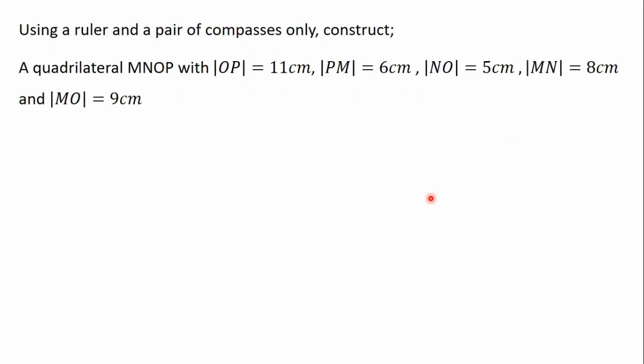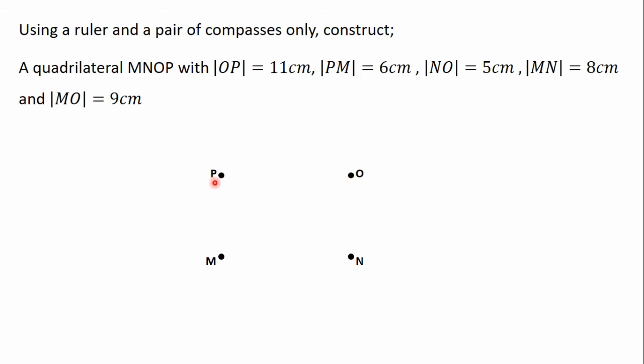Using a ruler and a pair of compasses only, construct a quadrilateral MNOP with the side OP equal to 11 centimeters, the side PM equal to 6 centimeters, the side NO equal to 5 centimeters, MN is equal to 8 centimeters, and MO is equal to 9 centimeters. M, N, O, and P are the vertices of the quadrilateral.